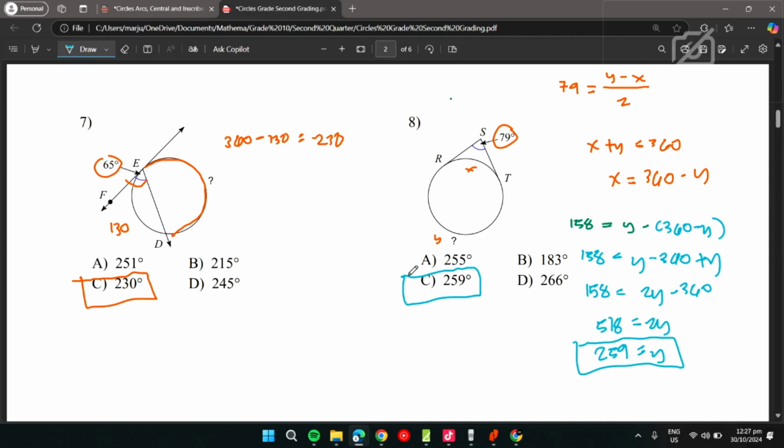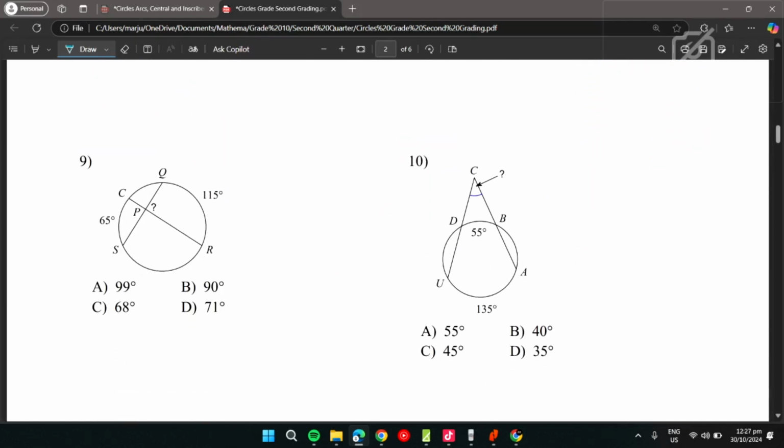Number 8. Is that clear for number 8? Let's do number 9. Number 9, what's the answer?